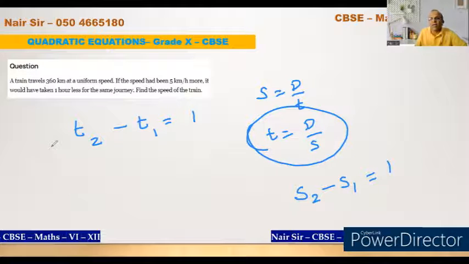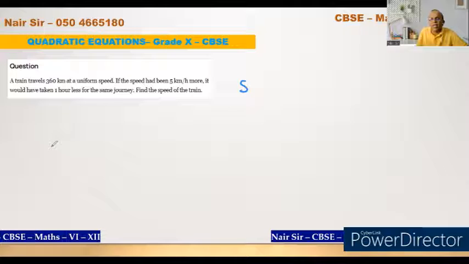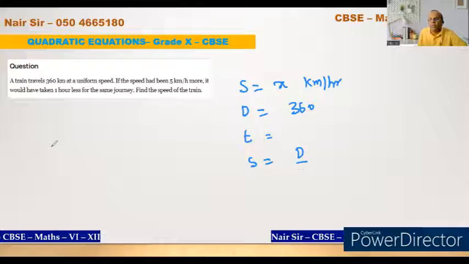So let's say I'm taking the speed to be x kilometers per hour. So what will happen? What is the distance traveled? It is 360. Do I know the time? No. I know the formula: speed is equal to distance upon time. So what do I say? x is equal to distance 360 upon t. Can I write the time as t1 is equal to 360 upon x?